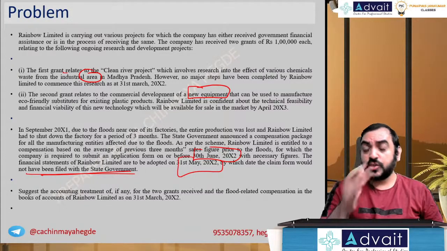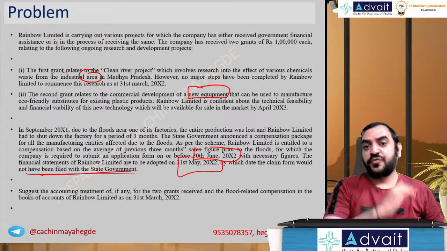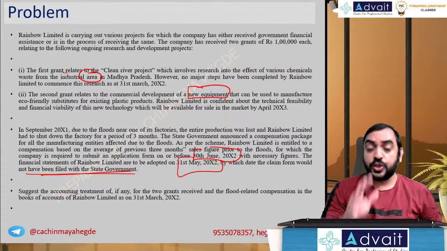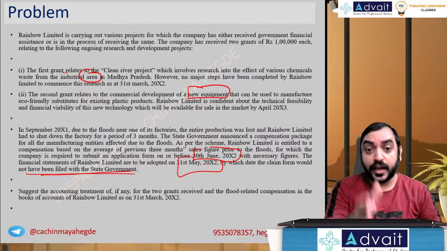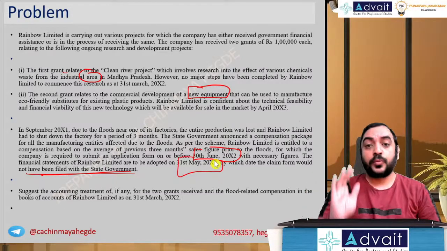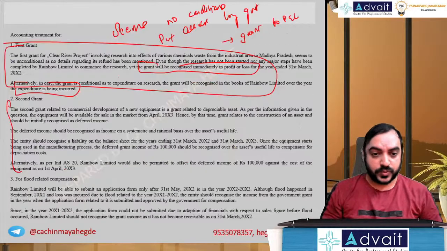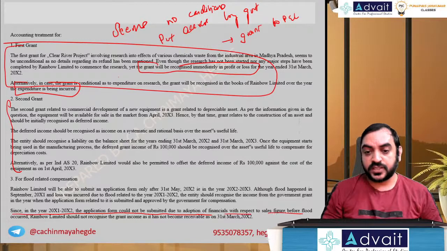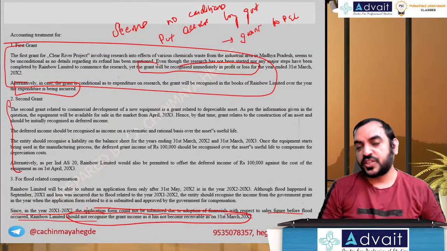So, as on 31st of May, the application form is still pending. There is no confirmation regarding the approval. Therefore, in the year 2002, it is recommended this government grant related to the flood compensation is not expected to be recognized. That's what they say. Since the year 2001-2, the application form could not be submitted due to the adoption of answer with respect to sales figures before flood. Rainbow Limited should not recognize the grant as income or receivable on 31st March 2002.